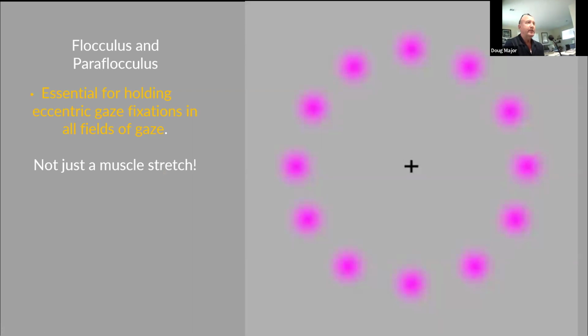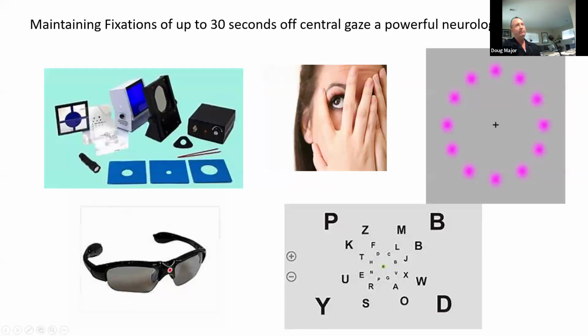Remember that it's particularly the flocculus and paraflocculus that are associated with that eccentric gaze fixation. I love that people talk about stretching our muscles, which it does, but holding that in one area requires a lot of neuroactivity. Again, this wonderful phenomenon: looking right at the center, holding it still until it disappears. You have to hold it still for those seconds. Another cheap, easy way to teach our ability. And then maintaining that fixation up to 30 seconds in eccentric gaze is just a powerful tool.